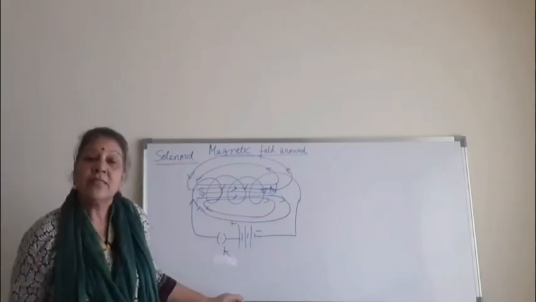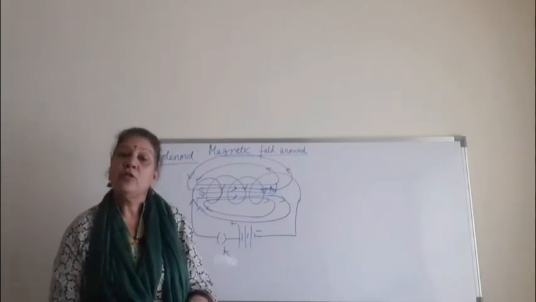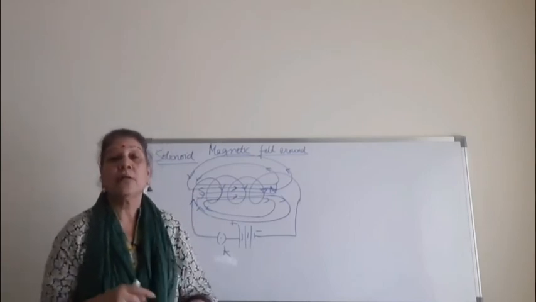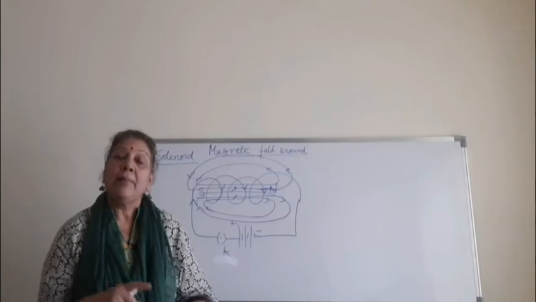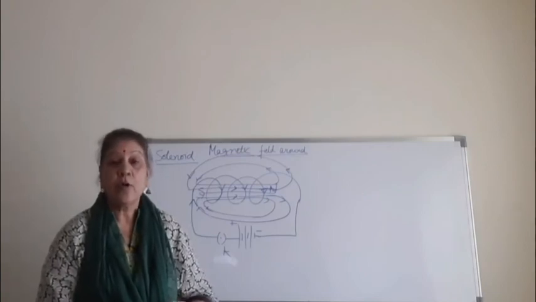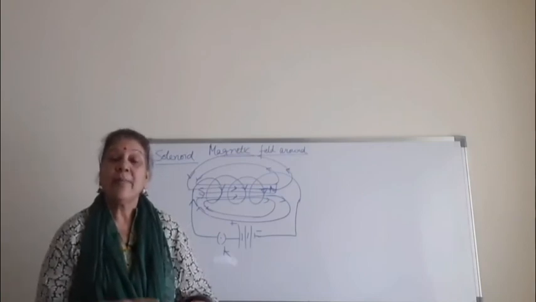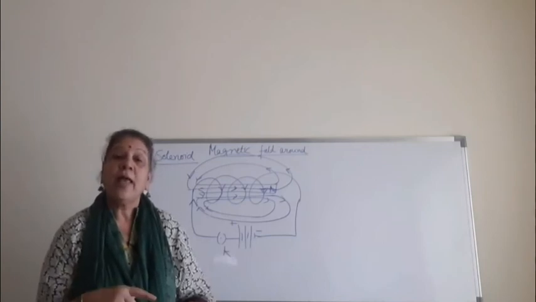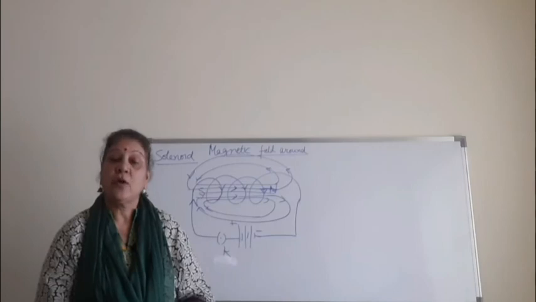So what did we discuss today? The magnetic field around a straight current carrying conductor, magnetic field around a circular loop of wire and magnetic field around a solenoid. We had also discussed Maxwell's right-hand thumb rule, Maxwell's corkscrew rule, and the clock face rule. That's all for the day.